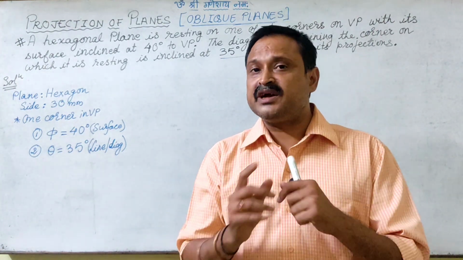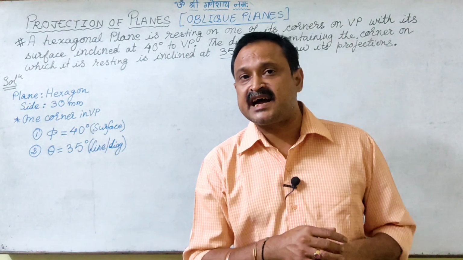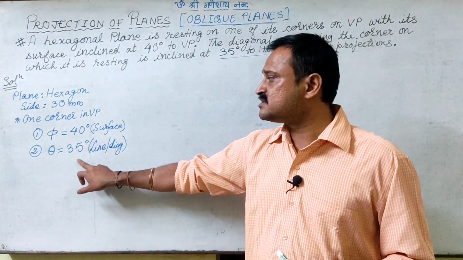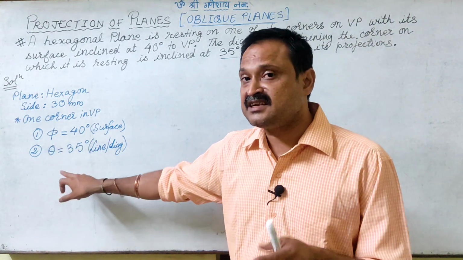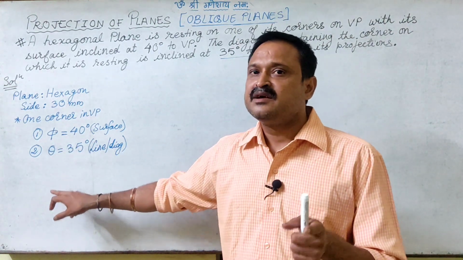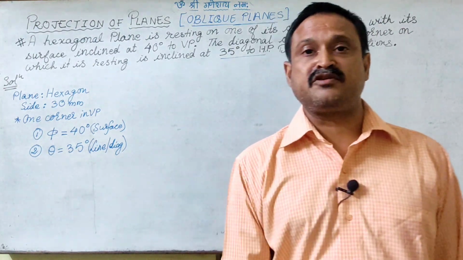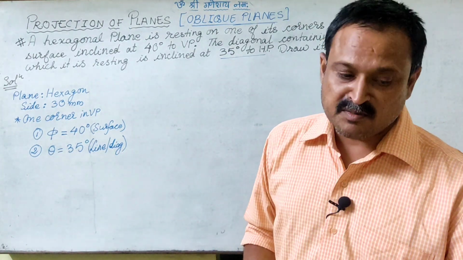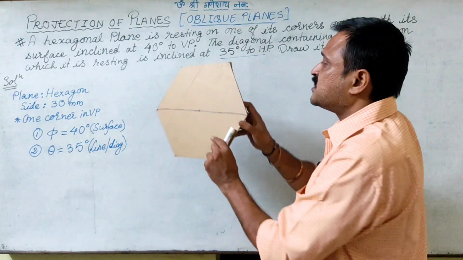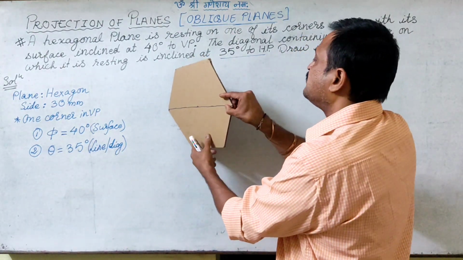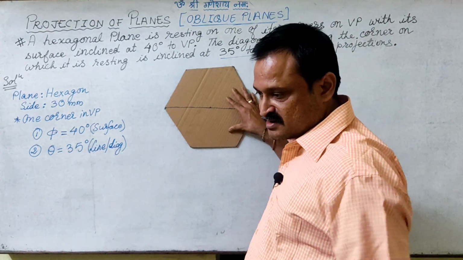And while drawing the true shape, we will ensure that the line to which we have to apply the second inclination or the final condition, we will keep that line parallel to XY wherever we are drawing the true shape. Now, if you see this problem here, it is said that one of the corners is in VP. So what will be my first step? I will keep all the corners in VP, right?